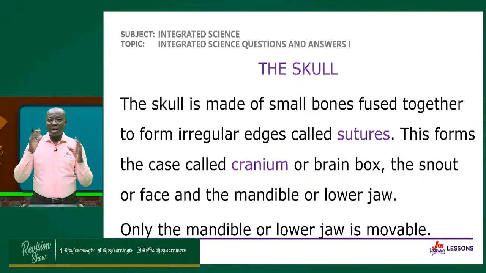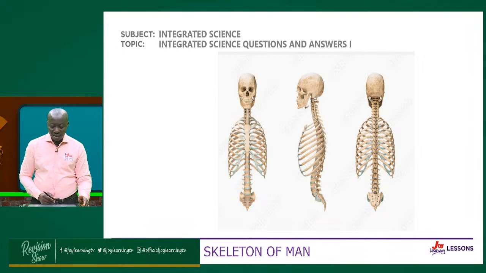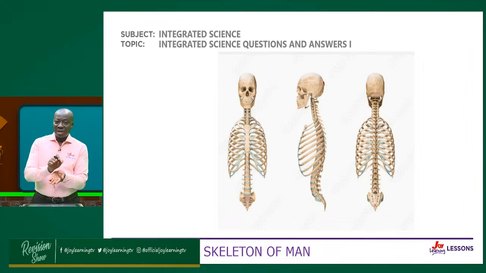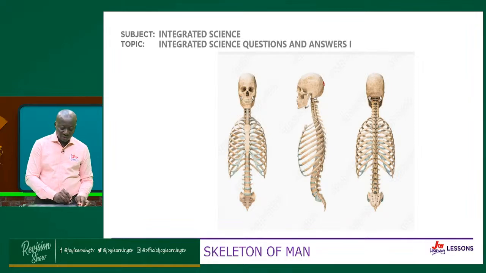So the skull consists of the pieces of bones that form the round structure, the cranium. Then you also have the snout, that is the lower part of the face. Then you also have the lower jaw, what we call the mandible. Collectively they form the skull. Remember, there's an upper jaw referred to as the maxilla. We'll be looking at it. Only the mandible or the lower jaw is movable. So if you look at the skull of man, you have the entire skull, then the lower jaw bone attached to it. The skull is at the top and the lower jaw bone just moves up and down or side to side when it comes to crushing of food.